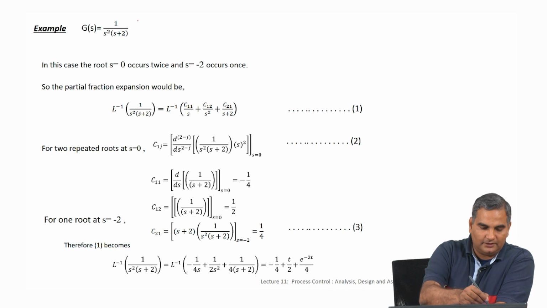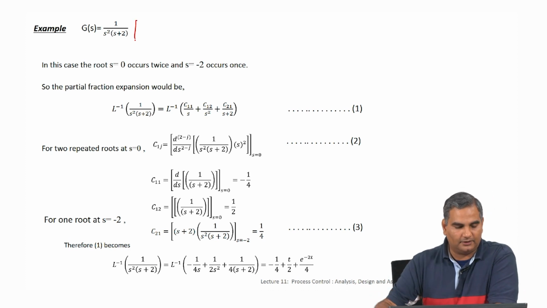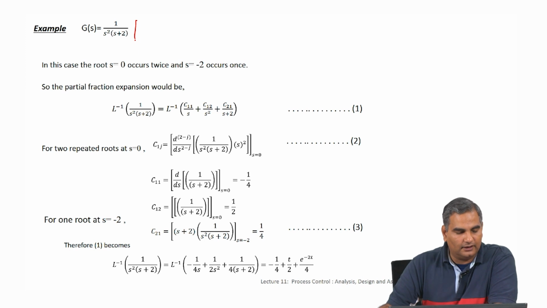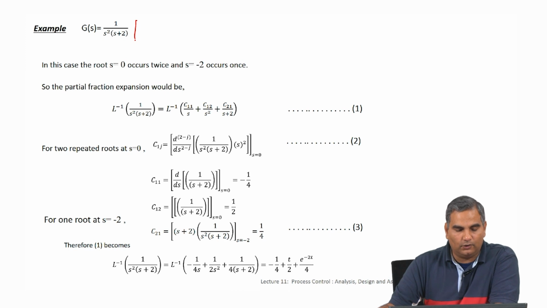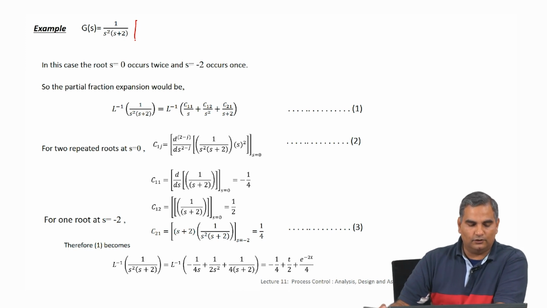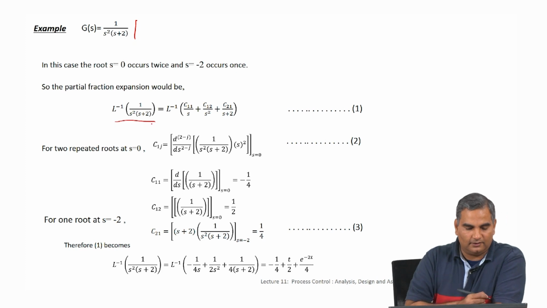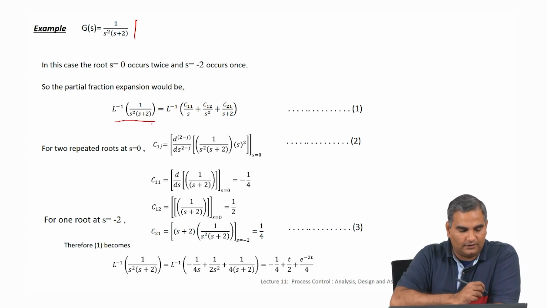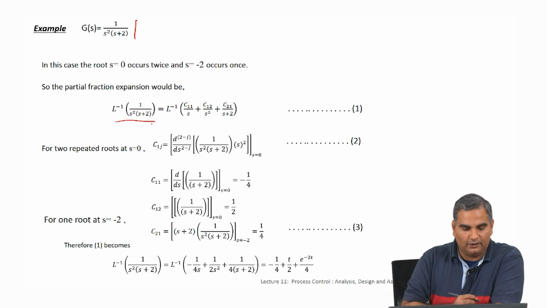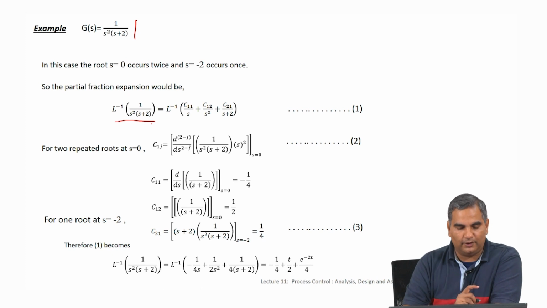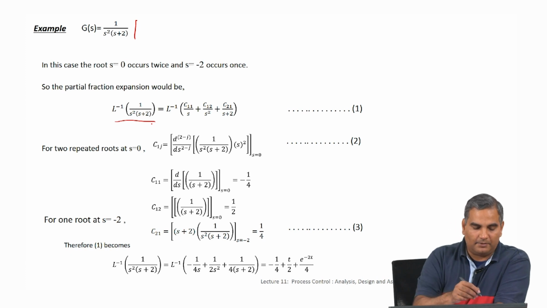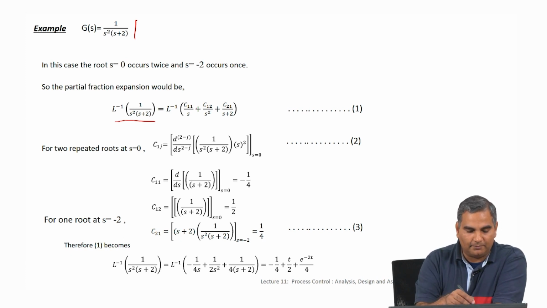So, let us take this example, G(s) is 1 over s squared times (s plus 2). Notice in this case the root s equal to 0 occurs twice, and s equal to minus 2 occurs only once. Now, you start with this and I want to invert this, then the idea is quite simple. We know it is a third order polynomial and there are 3 roots: 0, 0, minus 2. Since 0 repeats twice there will be 2 terms corresponding to the root 0 and then there will be 1 term corresponding to the root minus 2. So, Laplace inverse of 1 over s squared times (s plus 2) will be Laplace inverse of C11 over s. So, notice the notation, C12 over s squared.